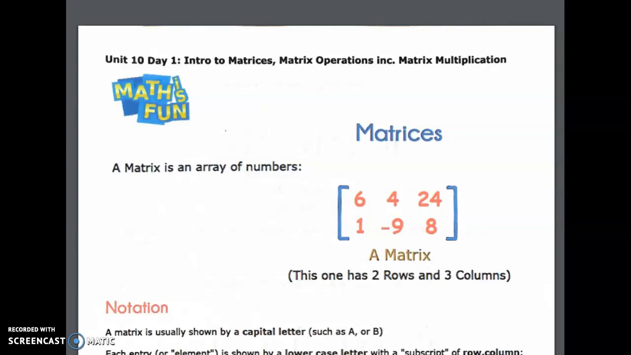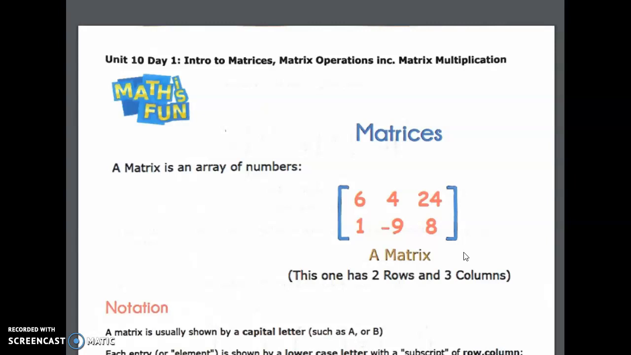Hey everyone! This week we switch gears and we start talking about matrices. If you've never talked about a matrix before, it's just a way to organize numbers, data really. We call it an array, and numbers are organized by rows and by columns. Rows go horizontally, columns go vertically. So the matrix that's given here on your notes has 2 rows and 3 columns.